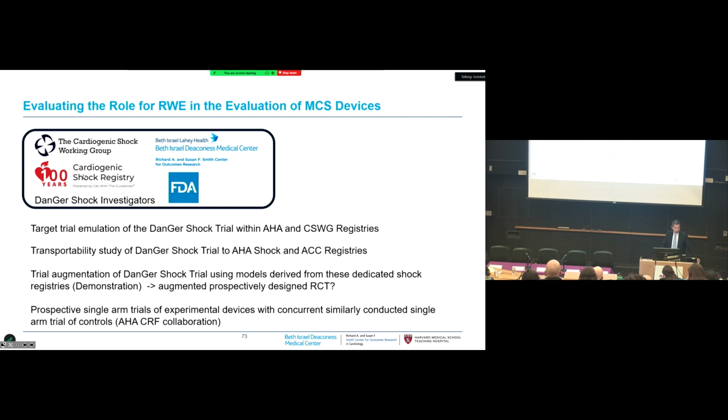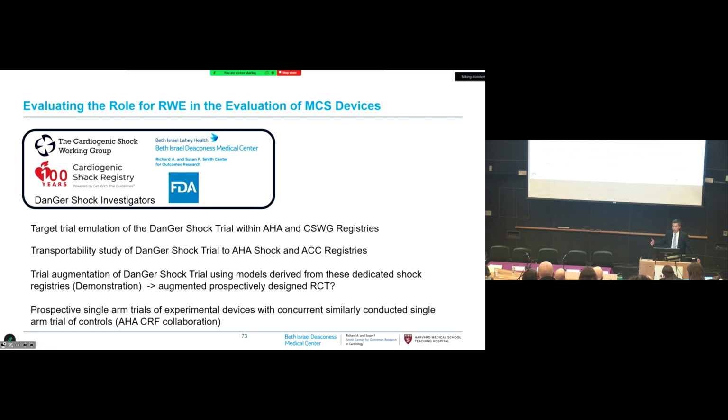We'd like to do a trial augmentation approach. We'd like to build a predictive model within the Shock Working Group registry, the AHA shock registry, apply it to the analysis of the DANGER Shock trial and see those underpowered subgroups in that trial. Can we get more power out of them?